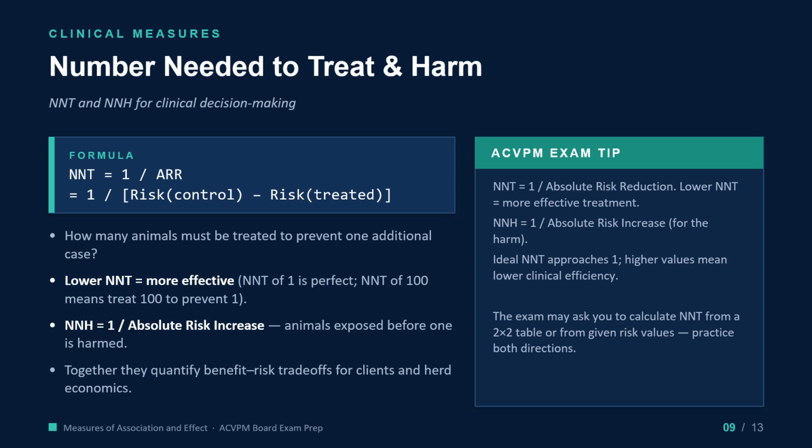The number needed to harm, NNH, is the inverse concept applied to adverse effects. How many animals need to be exposed to the treatment before one additional animal is harmed? It's calculated the same way, but using the absolute risk increase for the adverse outcome. Together, NNT and NNH allow clinicians to weigh the benefits and risks of a treatment quantitatively and communicate those trade-offs clearly to producers and clients. In herd medicine, these measures are especially powerful for economic decision-making around vaccination programs and prophylactic treatments.